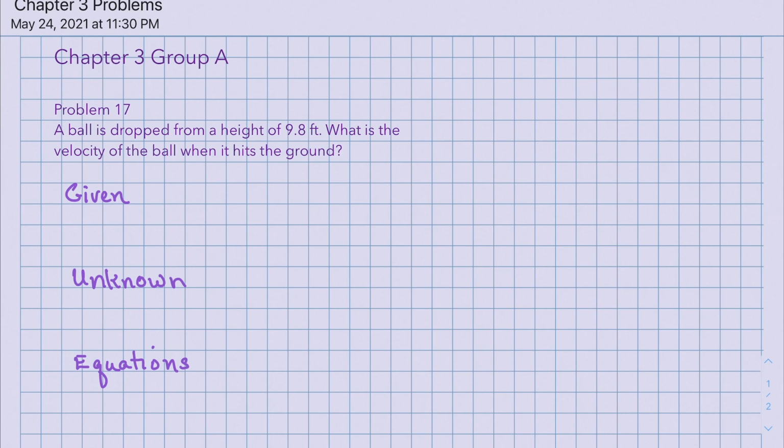Hey folks, so we're going to try to do some problems here associated with chapter 3 on energy.